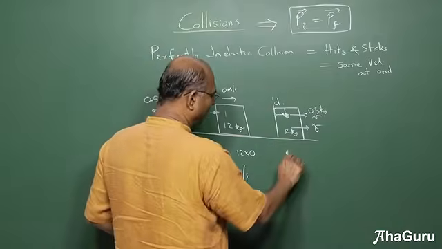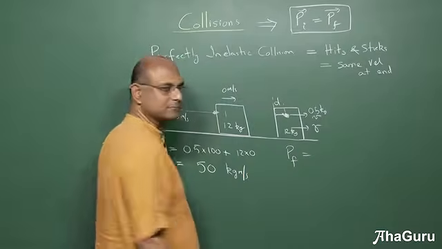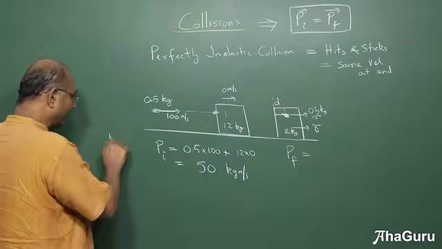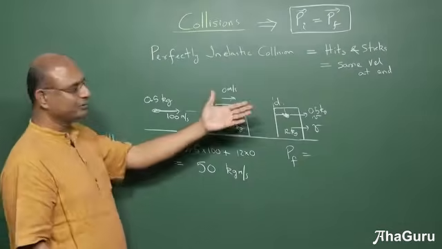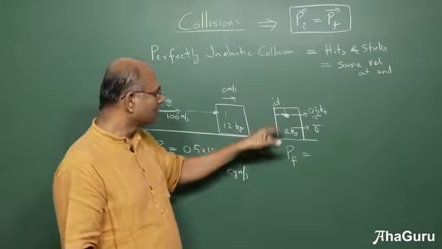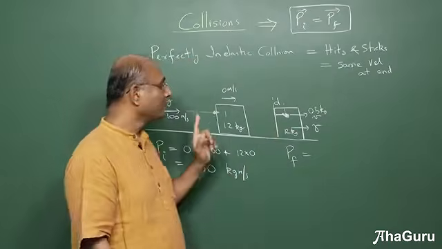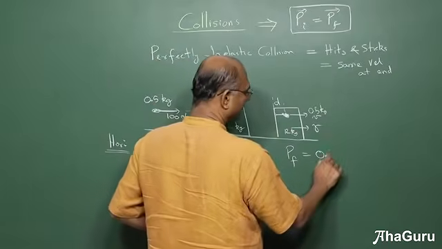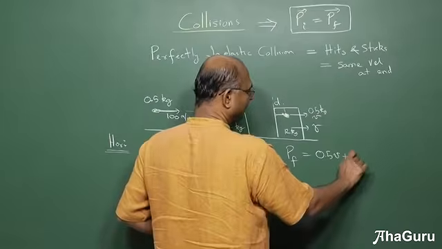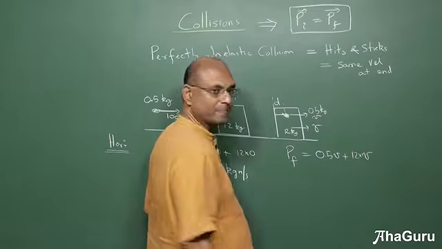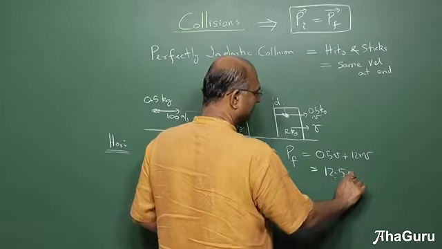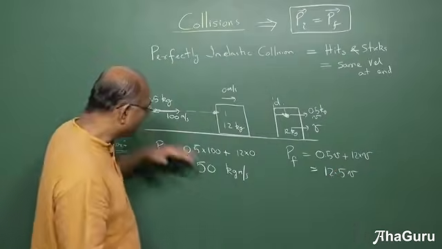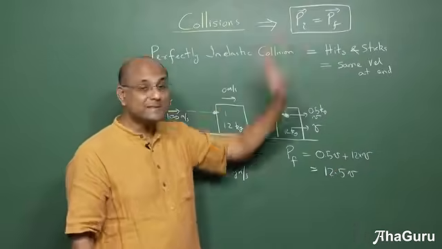What is the final momentum? By the way, we are only calculating this horizontally. Of course, this body is only moving horizontally, so no big problem. So what about the final momentum? You can say 0.5 into V plus 12 into V, which is 12.5 into V. But this momentum must be equal to that momentum. That is the basic rule, right?